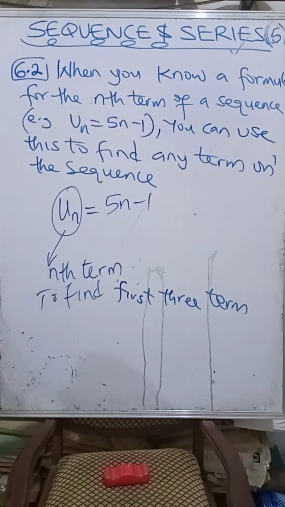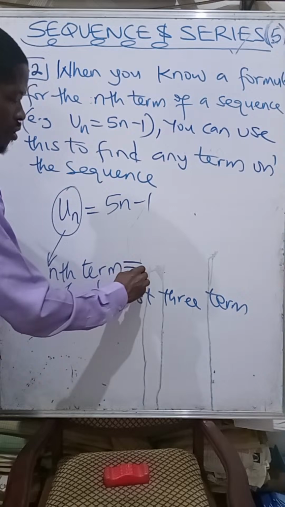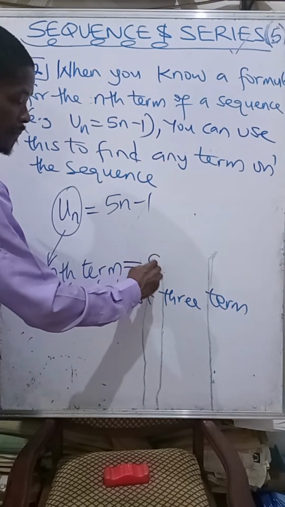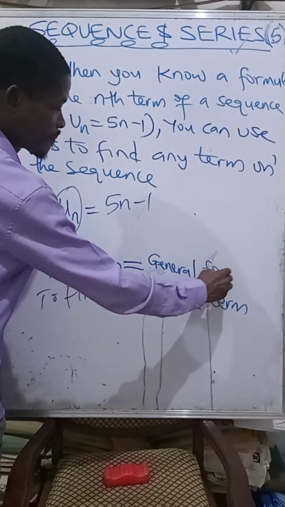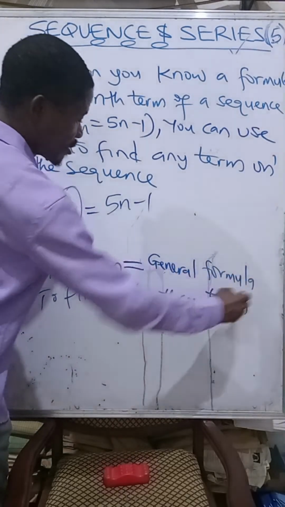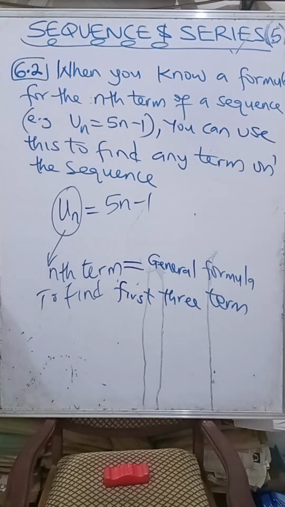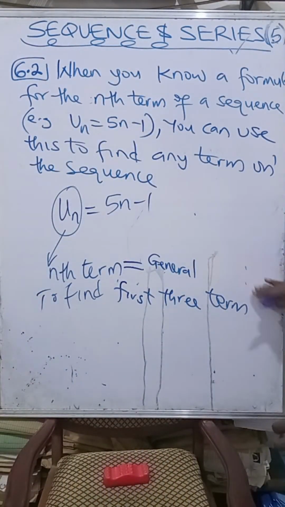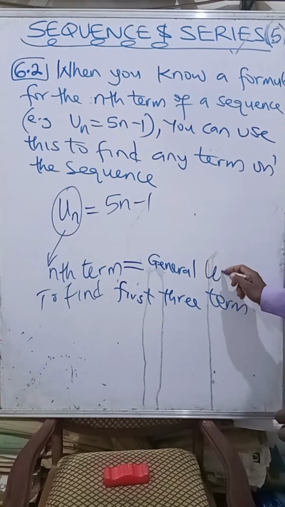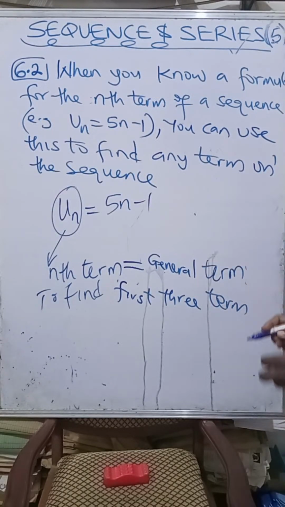And don't forget, this nth term is sometimes called the general formula, or the formula for the sequence. The nth term is sometimes called the general term of the sequence.